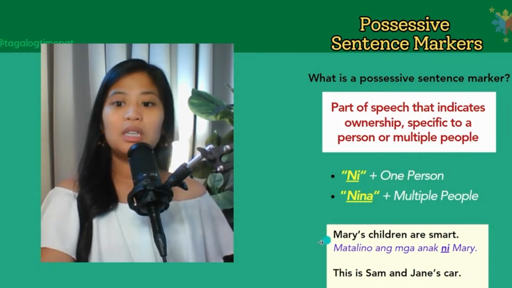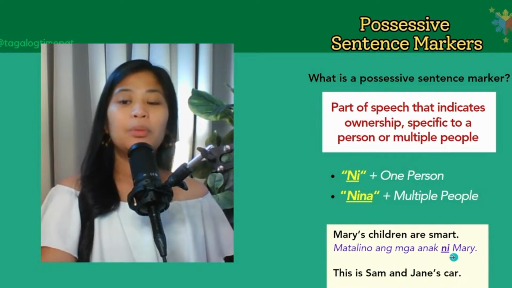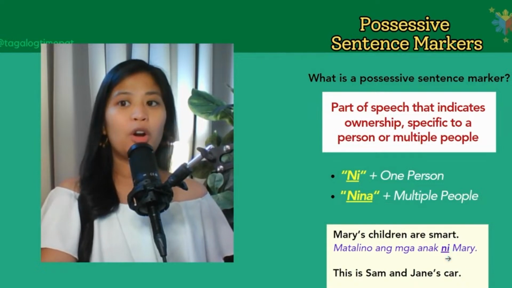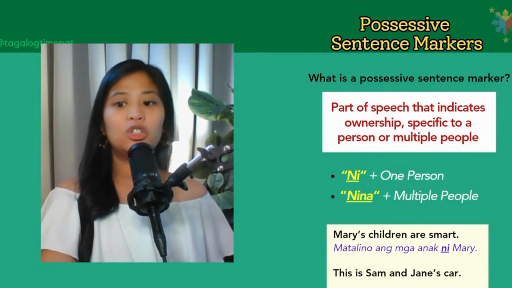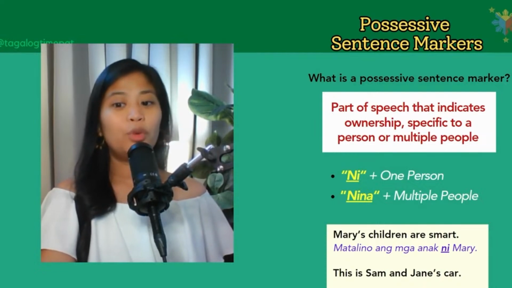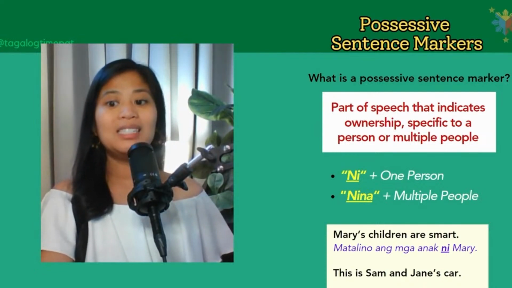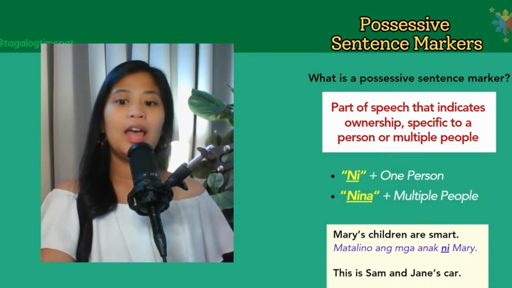So this is the same sentence structure. It's the adjective, then it's the word ang, then it's the object. And instead of a pronoun, now we're adding someone's name. And in order to do that, we have to use this possessive sentence marker, ni, because it's just one person. Matalino ang mga anak ni Mary. Mary's children are smart.